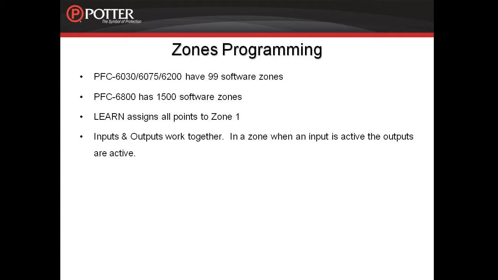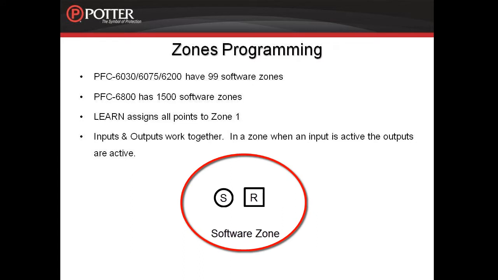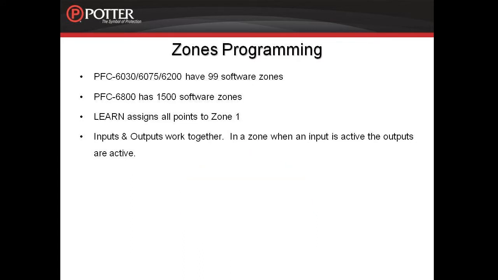When points are assigned to a zone, they work together, which means that any inputs assigned to a zone, when active, will turn on the outputs in that same zone. For example, if you want a smoke detector to trigger a relay, the smoke detector and the relay need to be in the same software zone. Each point on the system can be assigned to all of the software zones. This provides a ton of programming flexibility.